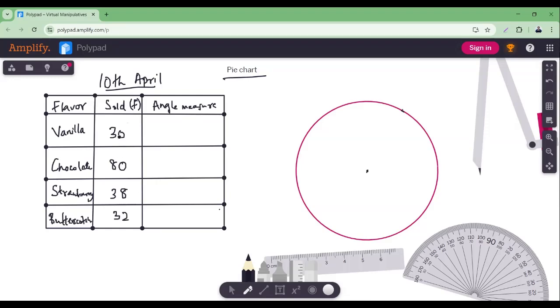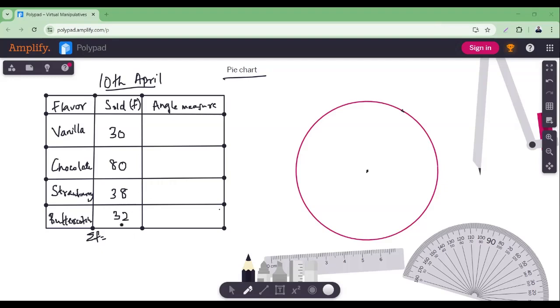Now we are going to represent that on a circle. That is why I've drawn a circle, and you can take any measure of radius. It's okay, that doesn't matter. We are going to take a compass and draw a circle, which I've already done. Once that is done, we first have to find the sigma f. Sigma f means the total number of data items, the total number of ice cream cones that they have sold in this scenario, right?